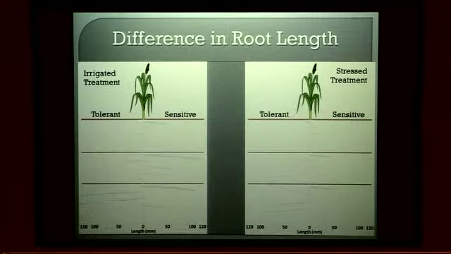So the next thing we wanted to do was try to identify where this change in biomass was coming from. So we analyzed the difference in root growth in terms of root length. And I'll walk you through this a little bit. This tries to illustrate the difference, or the data that we collected from that WinRhizo software program.